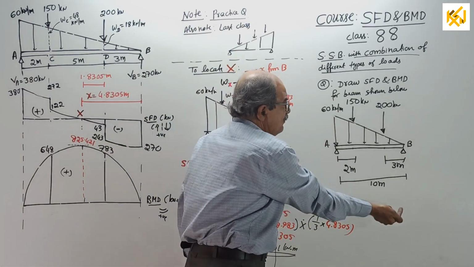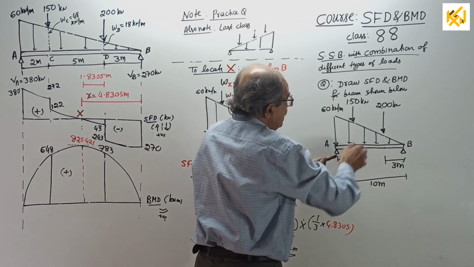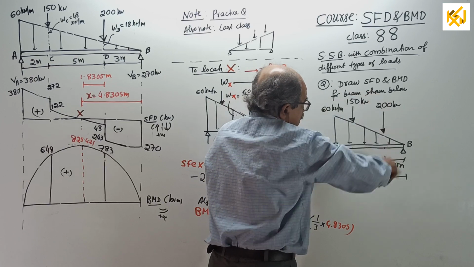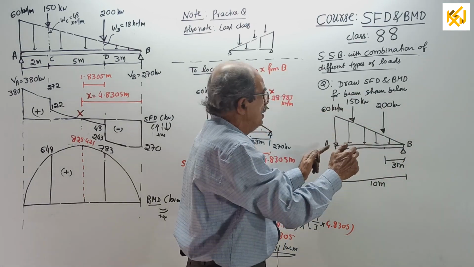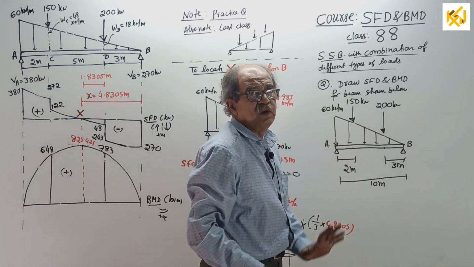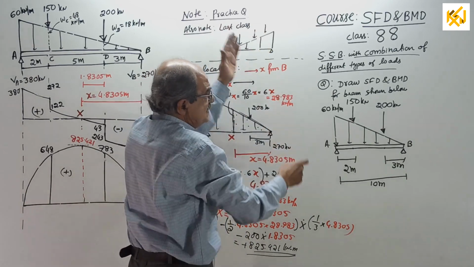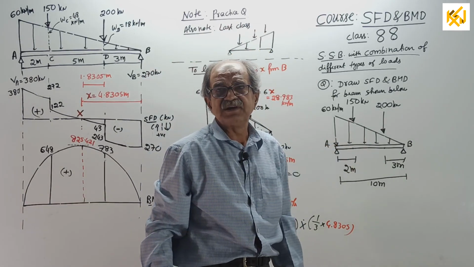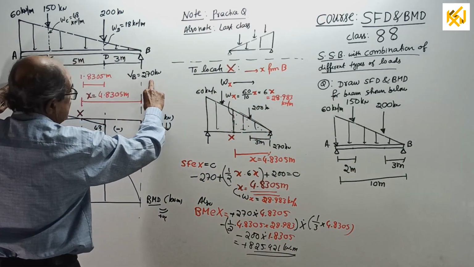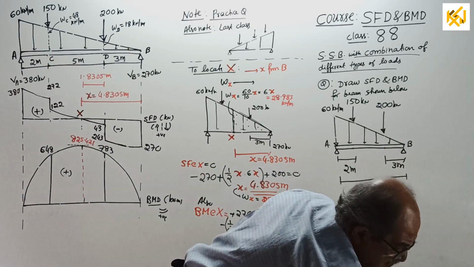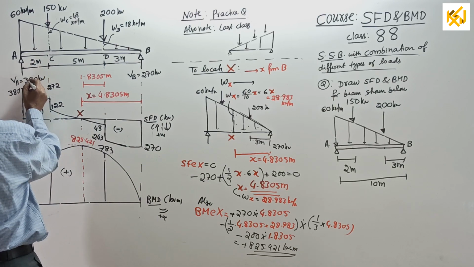Let VA and VB be the reactions. I will tell here only: minus VB into 10 plus 150 into 2, 200 into 7, plus the full load, half into 10 into 60, is the total load, into 1 by 3 of 10, equal to 0. See, last time in the question it was not 1 by 3 but 2 by 3 from here. This time it is 1 by 3. This I also told in the last class. You get VB, and from sigma V equal to 0 you get VA. I entered both the reactions here. Now VA and VB are both over.